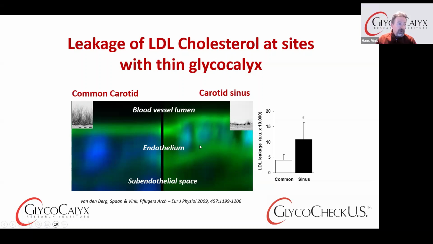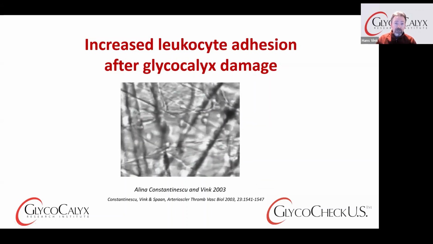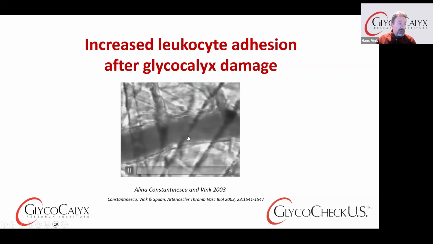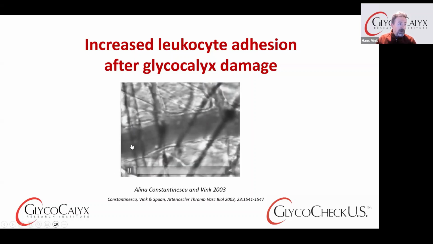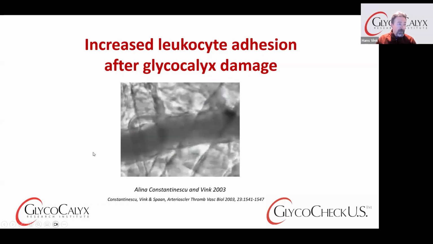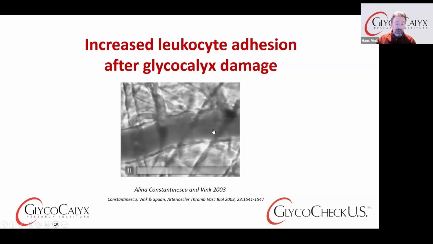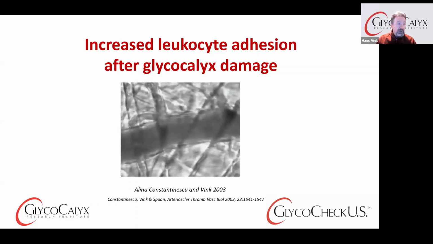Well, and in addition to the cholesterol leaking at sites of compromised glycocalyx, we also see that leukocytes, the inflammatory cells, will stick to the endothelium and migrate into the vessel wall when glycocalyx is compromised. So this is a study that we did looking at small vessels that we can impale with a glass micropipette, then flush out the blood every few seconds with either a regular saline solution or another solution with enzymes that we can break down glycocalyx.